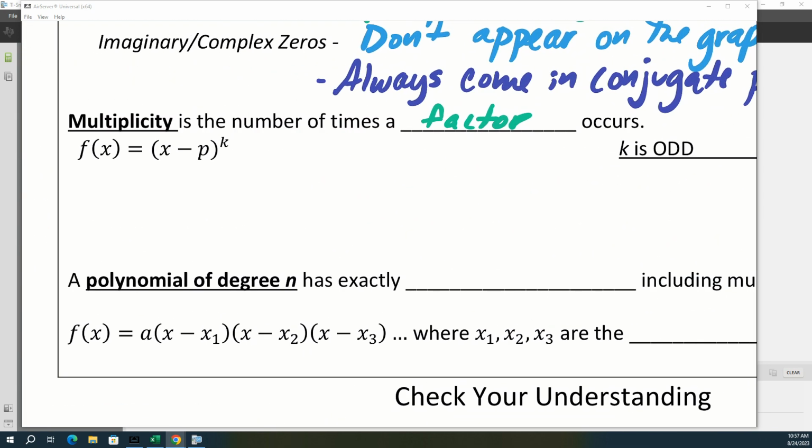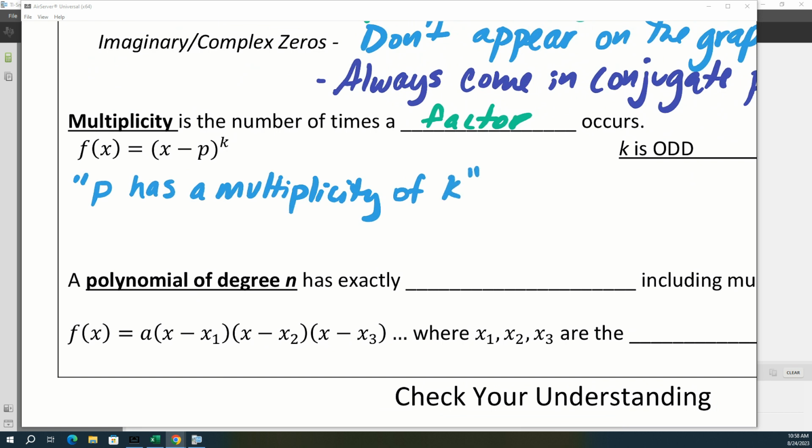All right, so I have just this generic function. In this function, the 0 is going to be p. And we would say p has a multiplicity of, what do you guys think? What would the multiplicity be? K. So K is the multiplicity. So on this table we're about to fill in, every time it talks about K, it's talking about multiplicity.